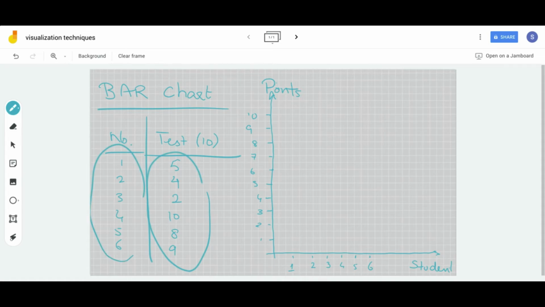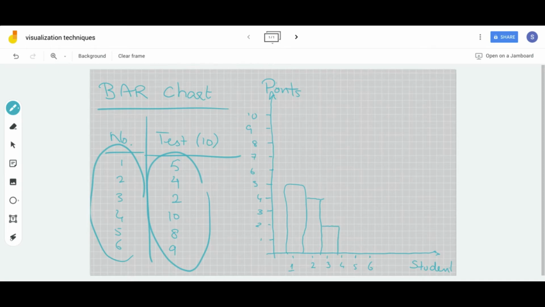So student 1 scored 5 points. I'm going to go here, and I'm just going to draw a bar around here. So that's what student 1 scored. Student 2 scored 4, so I can do this. That's student 2. Then I've got student 3, which scored about 2 points. And then that's one chart.